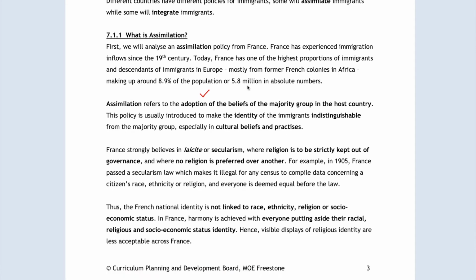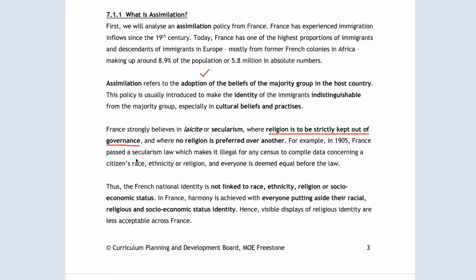Now, France believes very strongly in the idea of laïcité, which is French for secularism. Secularism is the idea that religion is kept out of governance. Religion should not matter in the eyes of governing the country, and nobody's religion is preferred over another. This is seen in the 1905 secularism law in France, which makes it illegal for any census to compile data concerning race, ethnicity, or religion.